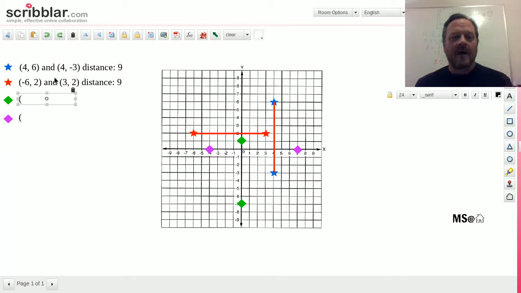Same with a vertical line. Okay? We're never moving to either side. We're always just going straight up and down. So the x values never change.